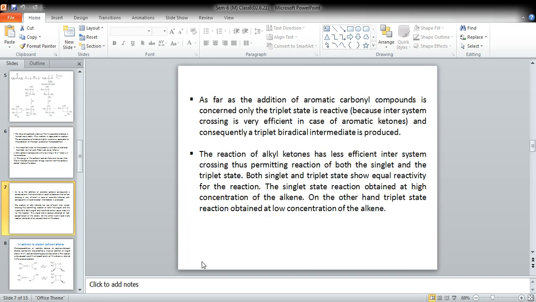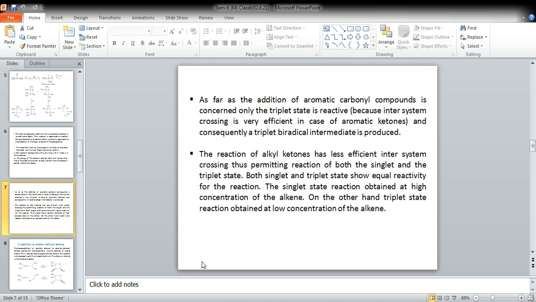As far as the addition of an aromatic carbonyl compound is concerned, only the triplet state is reactive. Why is it reactive? Because intersystem crossing is very efficient in the case of aromatic ketones, and consequently a triplet biradical intermediate is produced. So remember, if we take an aromatic carbonyl compound, then the excited state is always the triplet state, and that triplet state is actually obtained by intersystem crossing from the singlet state. So remember this particular point.